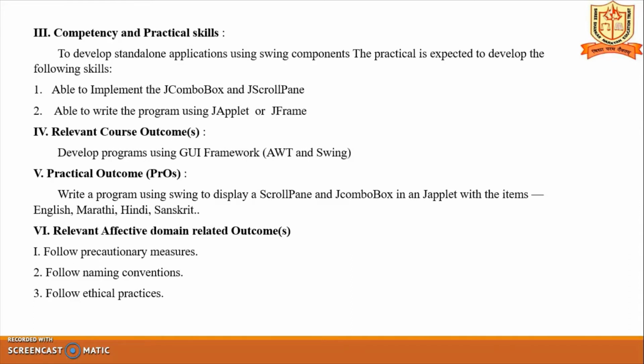And next, what is the relevant course outcome? Develop programs using GUI framework. Next, practical outcome: write a program using Swing to display a scroll pane and JComboBox in a JApplet. Relevant affective domain related outcomes: follow precautionary measures, follow naming conventions and follow ethical practices.